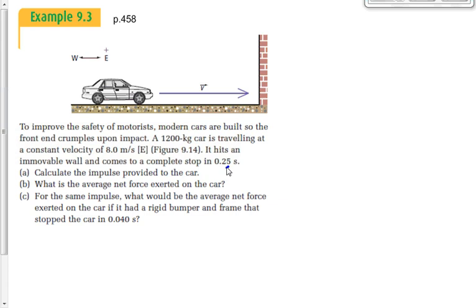What do crumple zones do? Now, you'll see in a few minutes here. What's the impulse provided to the car? Clearly this car is slowing down. It's stopping. It's changing its momentum. It receives an impulse. We want to find the average force exerted on the car. And then question C, that's kind of a separate question. We'll look at that in a minute here.